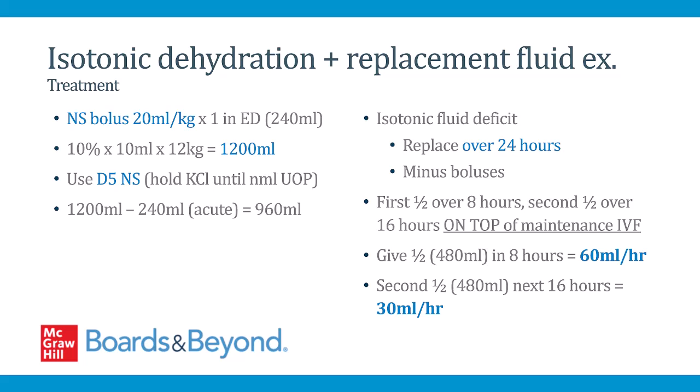For isotonic fluid resuscitation, this fluid deficit should be replaced over 24 hours minus what was given during the acute phase of volume resuscitation. Half of the remaining fluid deficit should be replaced over 8 hours, and the second half of the fluid deficit should be replaced over the next 16 hours on top of maintenance IV fluid needs. Therefore, we would give the first half of the volume, or 480 ml, over the first 8 hours for a rate of 60 ml per hour, and the remaining 480 ml given over the next 16 hours at a rate of 30 ml per hour. Remember, this is on top of maintenance IV fluid requirements.